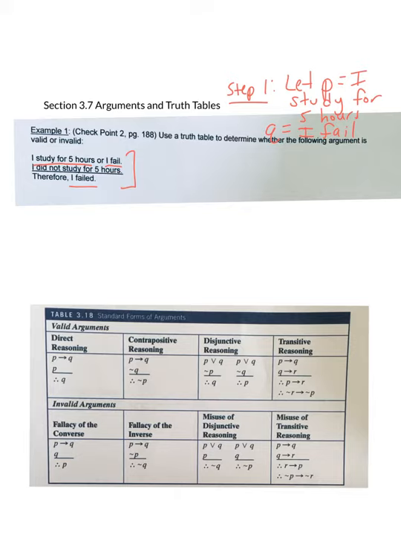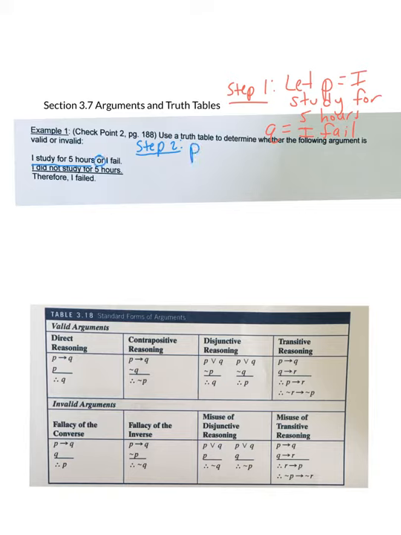Now that I have assigned letters, I'm going to rewrite all three sentences in symbolic form. When I first do the symbolic form, I'm going to stack the three sentences right above each other like they have here in this example. So this is going to always be step 2. Now that you've assigned letters, rewrite all three sentences in symbolic form, meaning rewrite them with the arrows and the letters. So the first sentence again was I study for 5 hours, which was letter P.